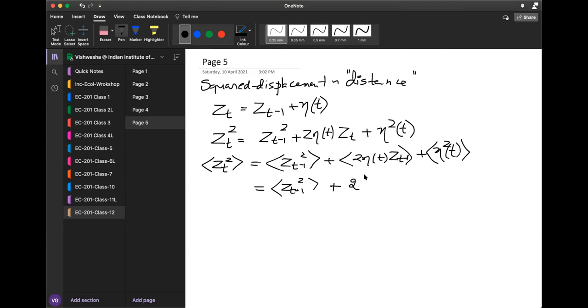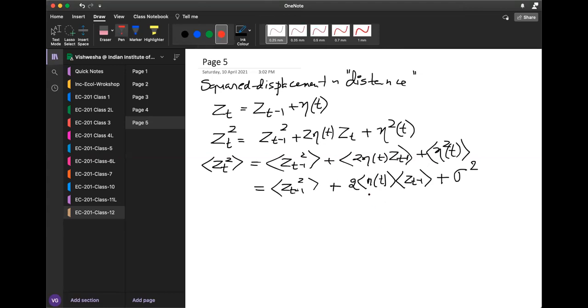So when you have two independent random numbers, the average of their product will be the same as the product of the averages. This is a standard result in basic random numbers. So I can now take them as products of the averages. And then what's the last term? Eta_t square average, that is nothing but the variance. Is that right? Because the mean of this is zero, the second moment and the variance become the same.